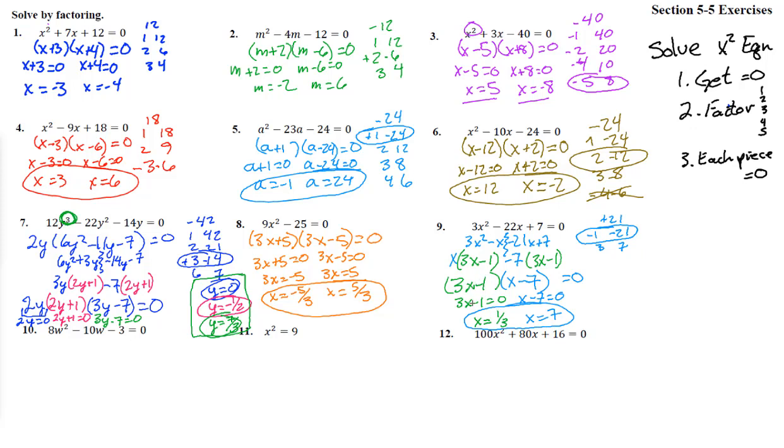And you guys can pretty much get that shortcut. You're like, wait a second. Opposite of this, positive 1 over 3. Yeah, because you have to solve it. Positive 7 over 1, and it works. Good. Let's look at number 10.